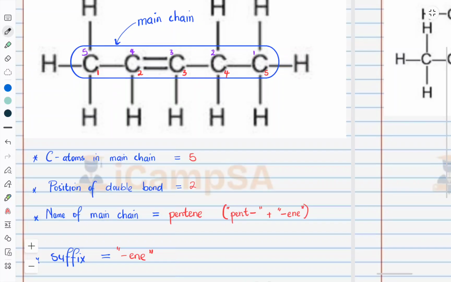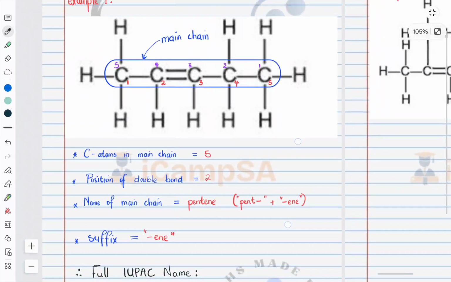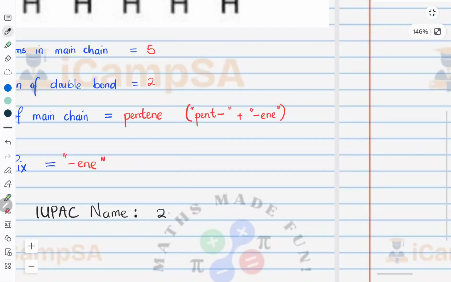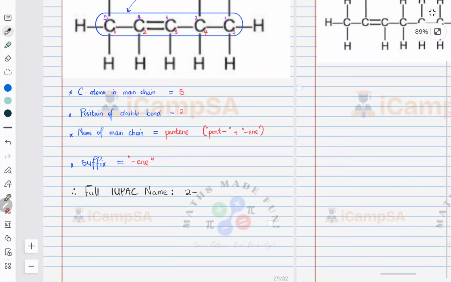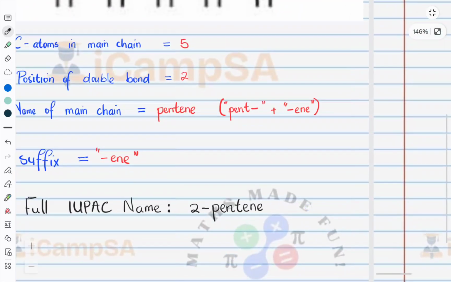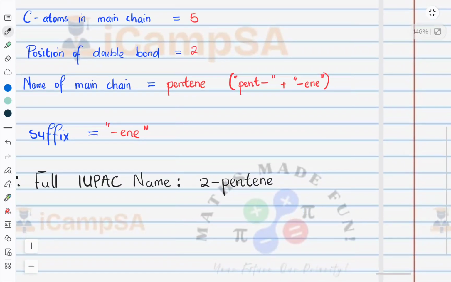First, we have to specify the position of the double bond. We said it's on carbon number 2. That's 2, dash. And then now we put the name of the main chain because there's no alkyl group. So we put pentene. If there was an alkyl group, we would first put the name of the alkyl group and then lastly put the name of the main chain. Right, so this is how you would name this one.